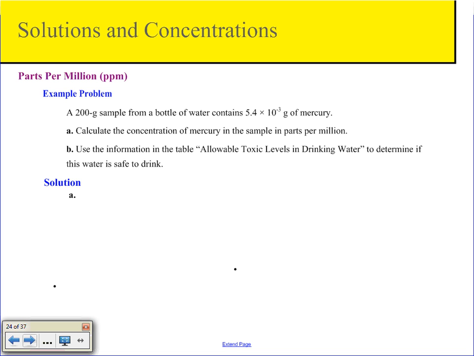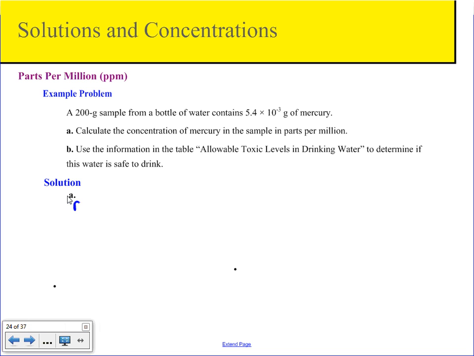So we have an example problem here. It says a 200-gram sample of a bottle of water contains 5.4 times 10 to the negative 3 grams of mercury. We need to calculate the concentration of mercury in this sample in parts per million. Then we need to use the information in the allowable toxic levels of drinking water to determine if the water is safe to drink. So, what do we know?